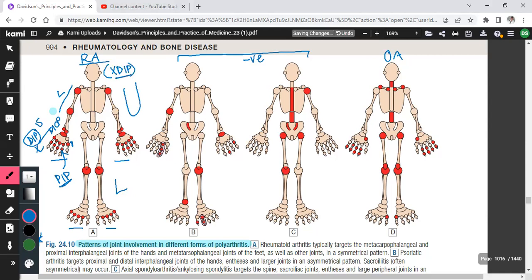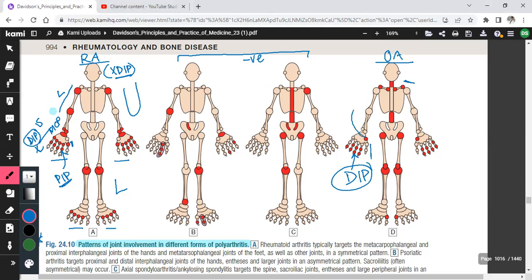Next, let's compare and contrast this with osteoarthritis. In osteoarthritis, there is involvement of small joints and large joints, fine. And the joint involvement is usually symmetrical, fine. But what's the difference? The difference is the involvement of DIP. It involves PIP, fine, but it also involves the DIP. That's a major difference between RA and osteoarthritis.